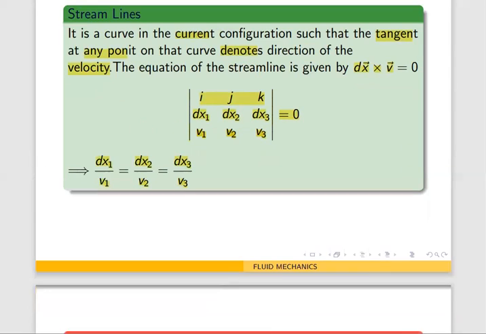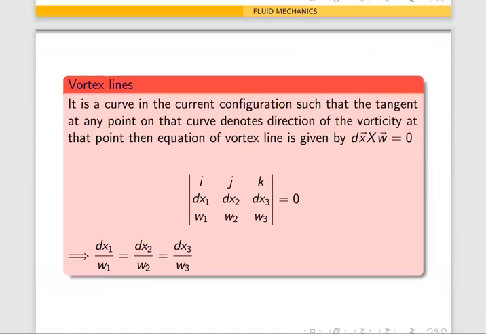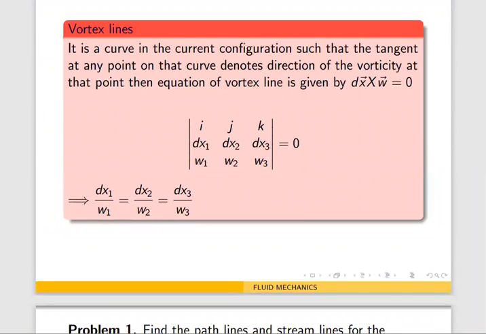Let us see what are vortex lines. A vortex line is nothing but a curve in the current configuration such that the tangent at any point on the curve denotes the direction of vorticity at that point. And we all know what is vorticity. Vorticity is nothing but curl of velocity. And the equation of the vortex line is denoted by dx cross omega equal to 0.